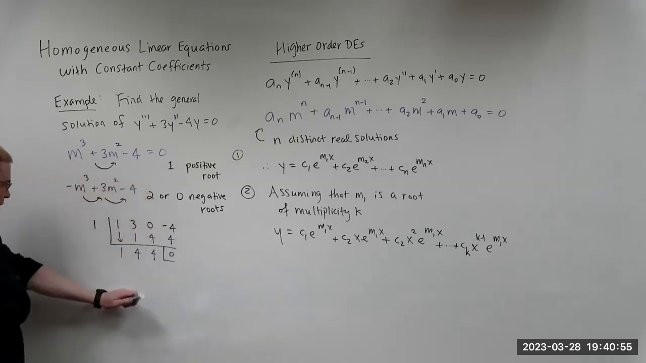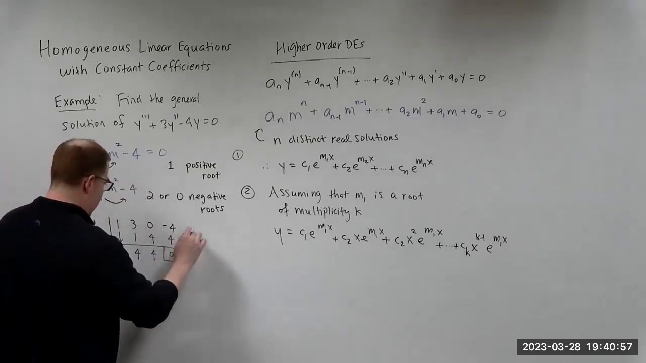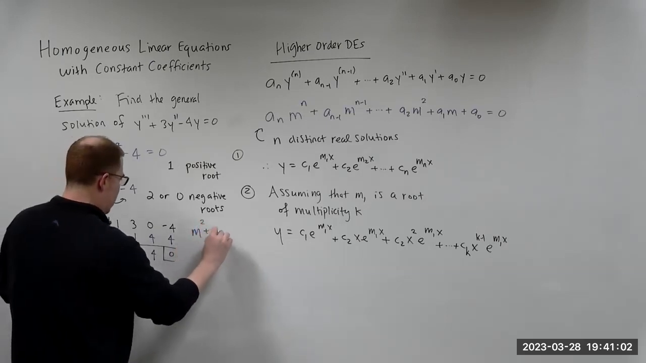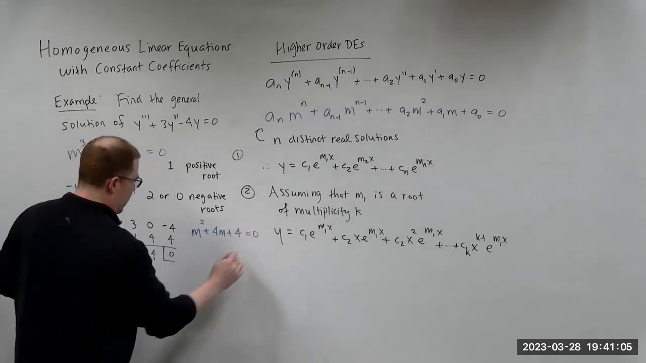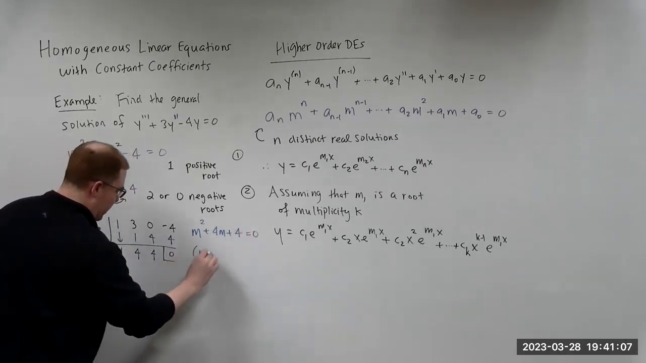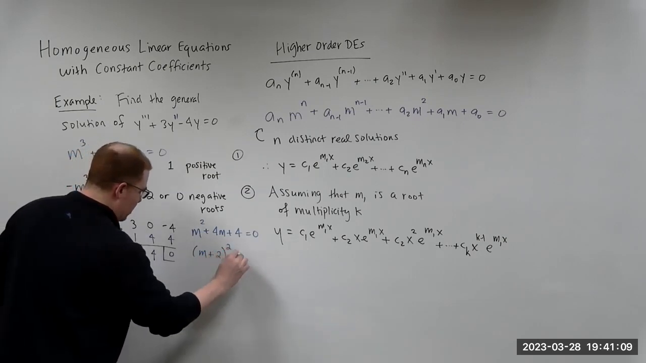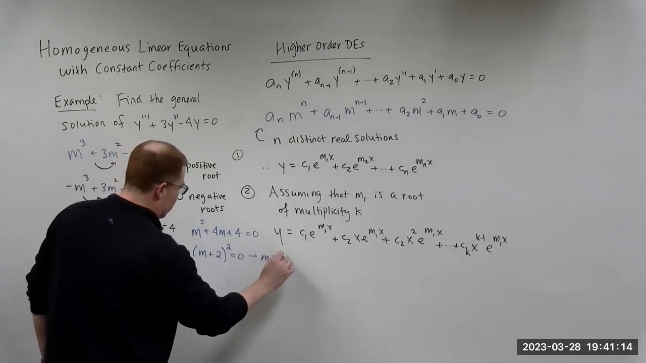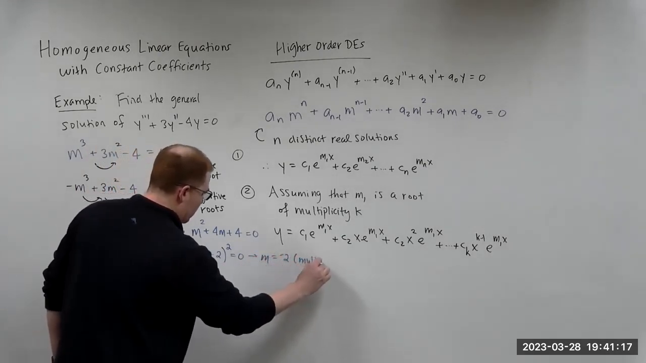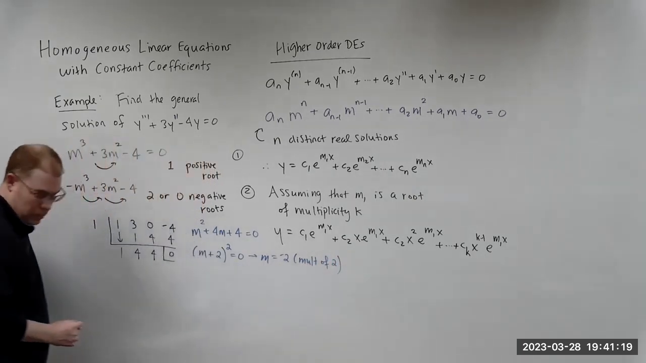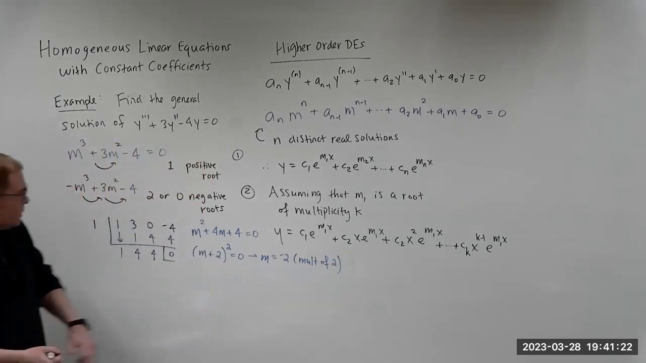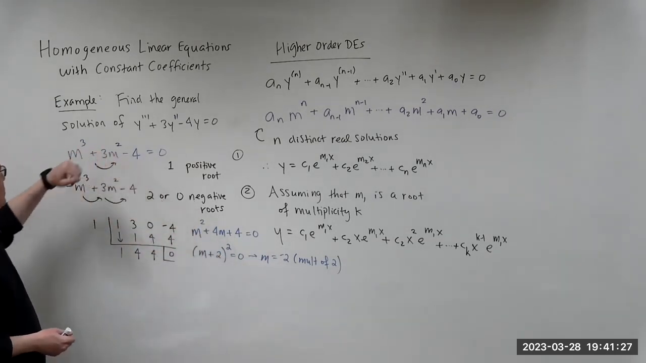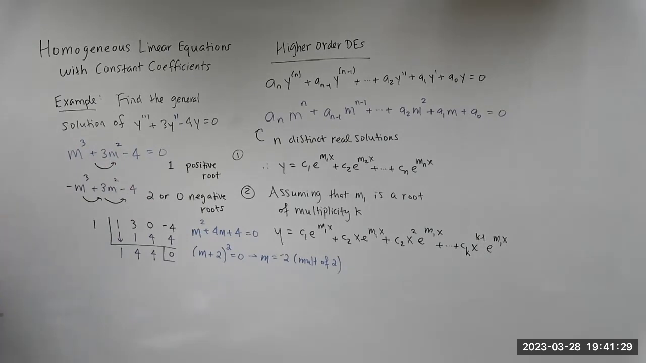So from here, we end up getting m squared plus 4m plus 4. Then we can solve for this. It breaks down to be (m plus 2) squared, so this is just m equals minus 2 with multiplicity of 2. So there are your two negative roots. Remember, it counts the multiplicity: there's two and there's one, so that gives you a total of degree three. They're all real valued here.